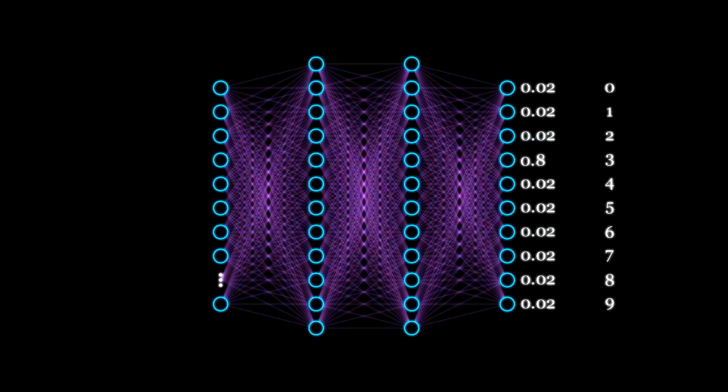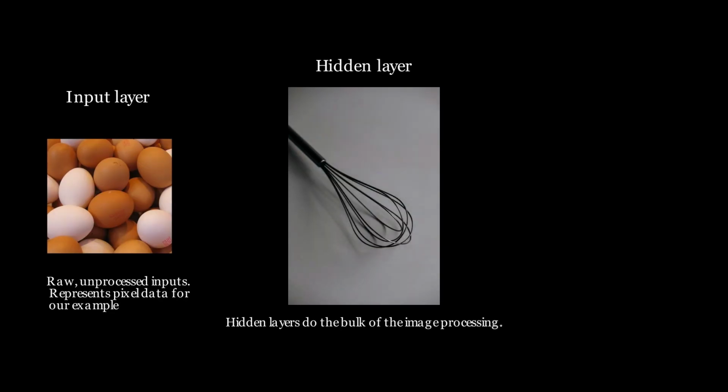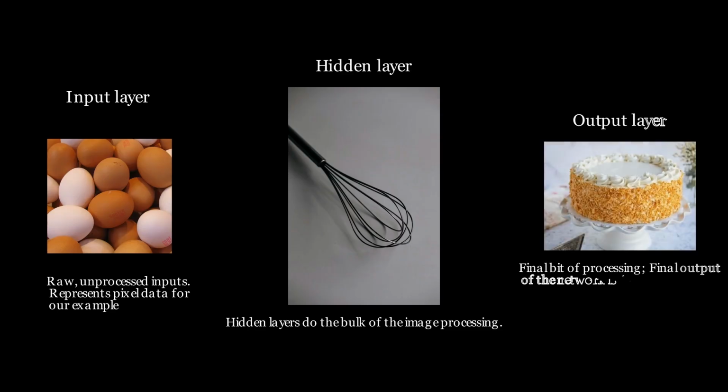A good analogy for the structure of our network is the following. The input layer is your raw ingredients, flour, eggs, sugar. Hidden layers are like the mixing, whisking, and baking that transforms the raw ingredients into something delicious. The output layer is the final cake.